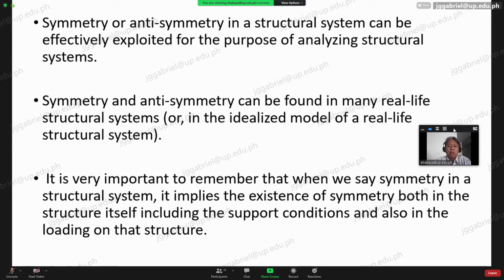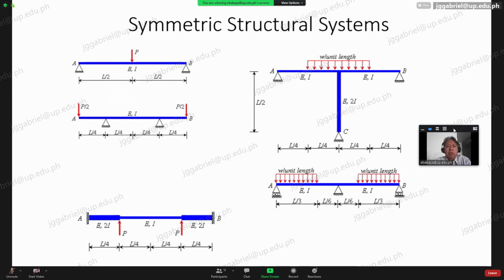It is important to remember that when we say symmetry in a structural system, it implies the existence of symmetry both in the structure itself, including the support conditions, and also in the loading on that structure. We illustrate symmetrical structural systems. So look at this one. You have a beam supported by pin connections at both ends.